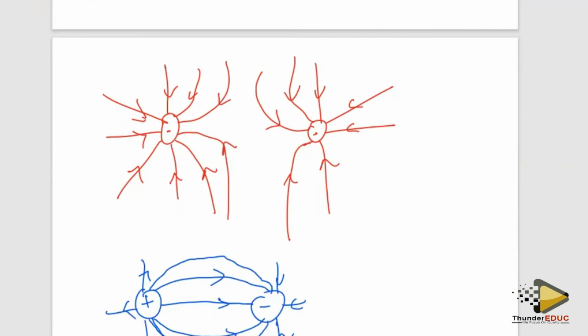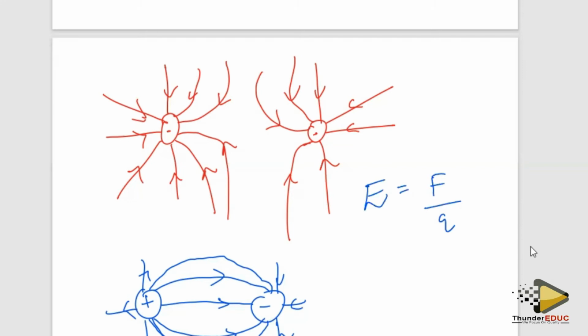Now the formula for electric field, we know must be given as E is equal to F over Q, where E is electric field and then F will be that force at that point, and then Q will be the magnitude of charge.